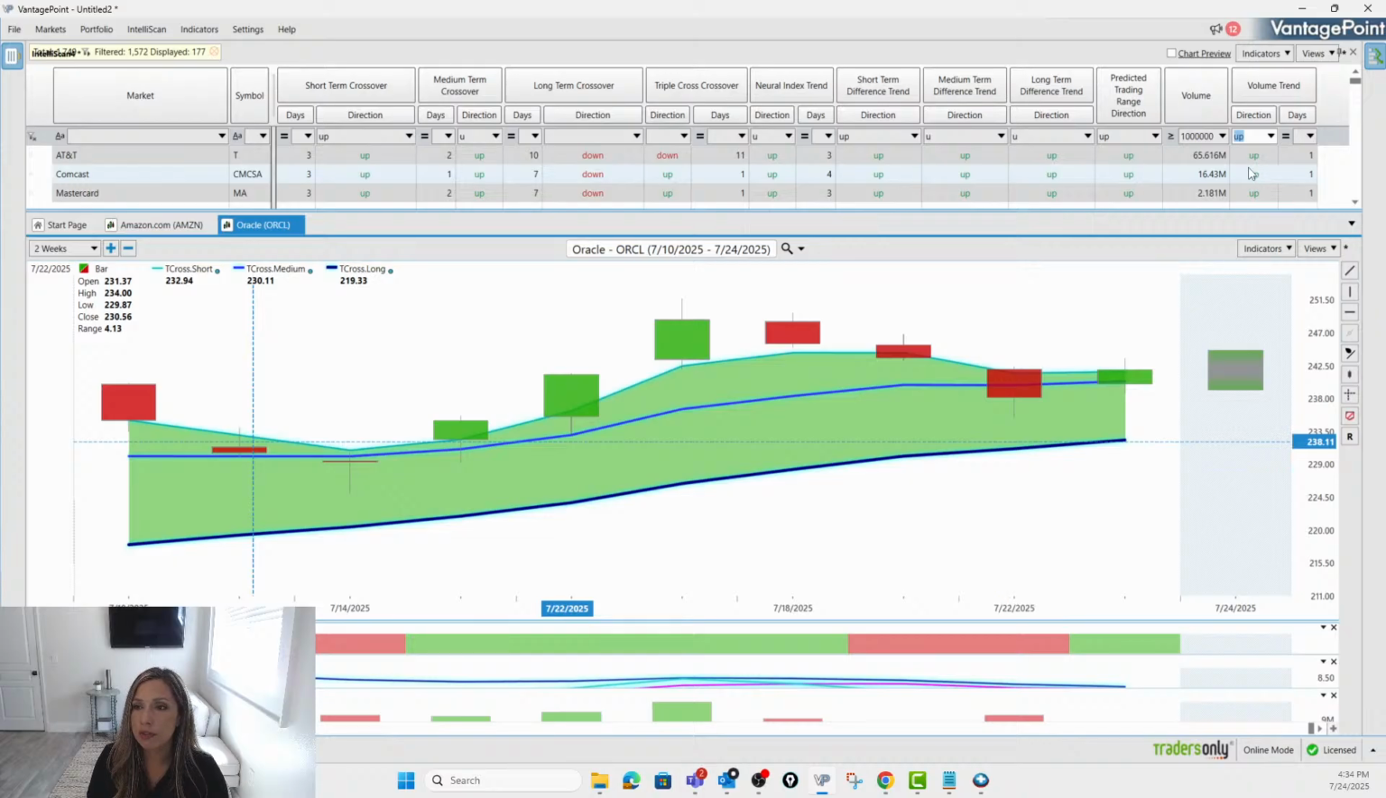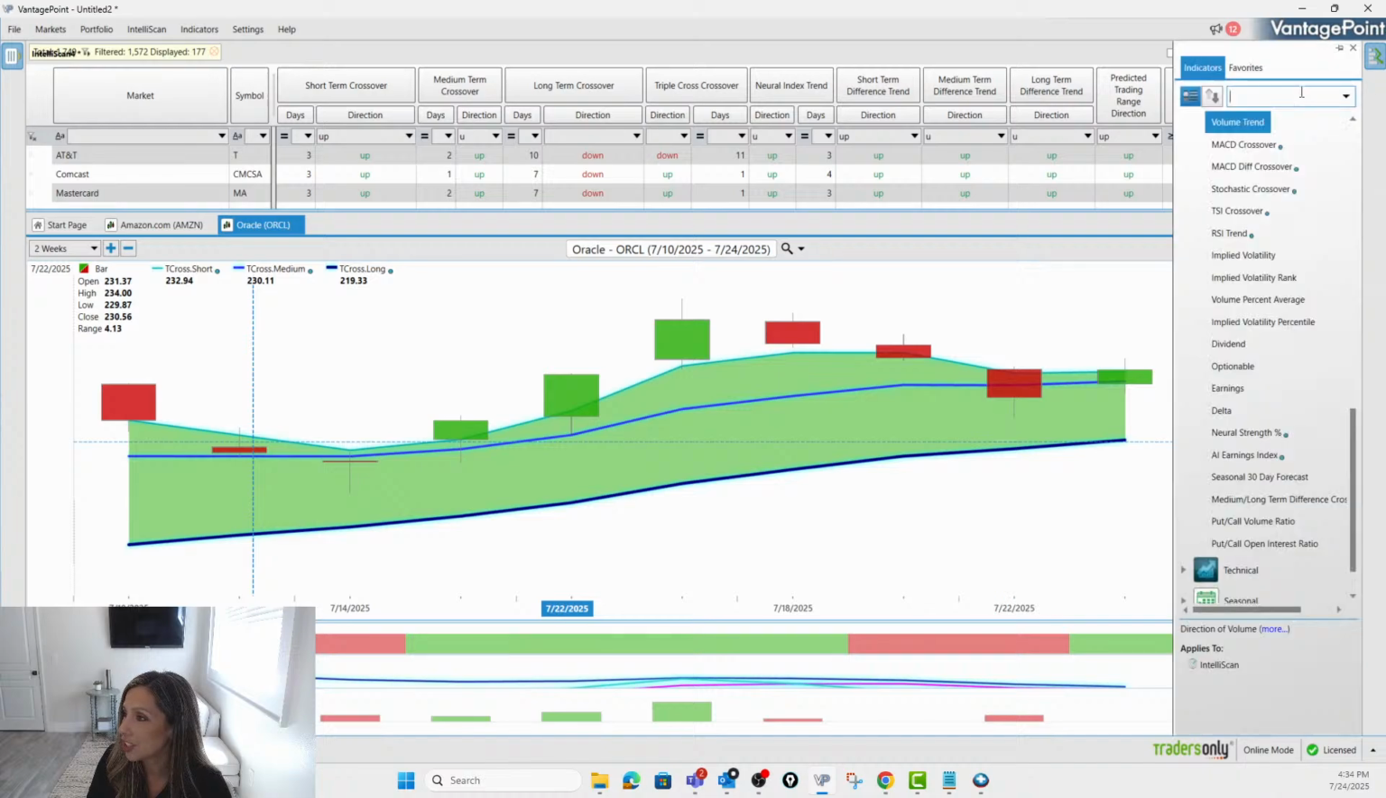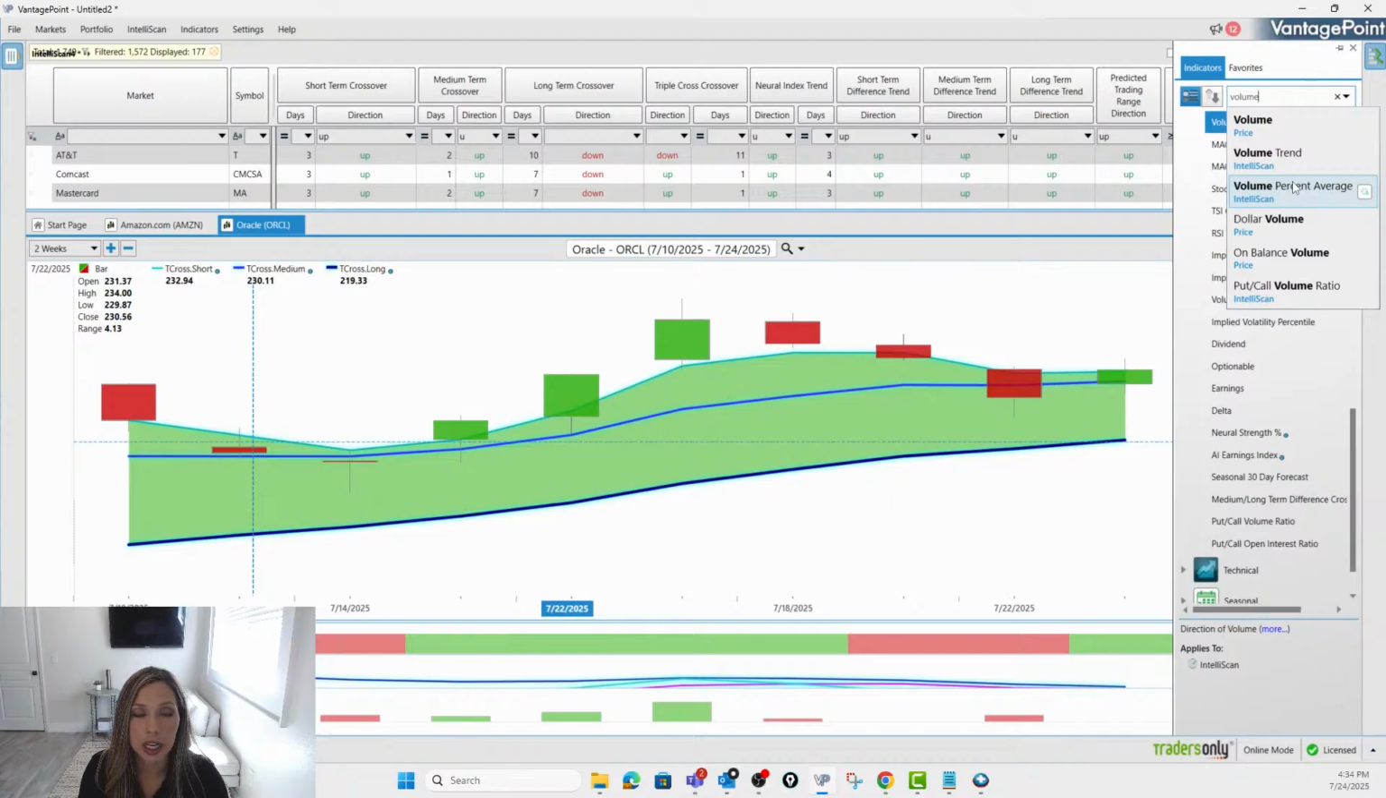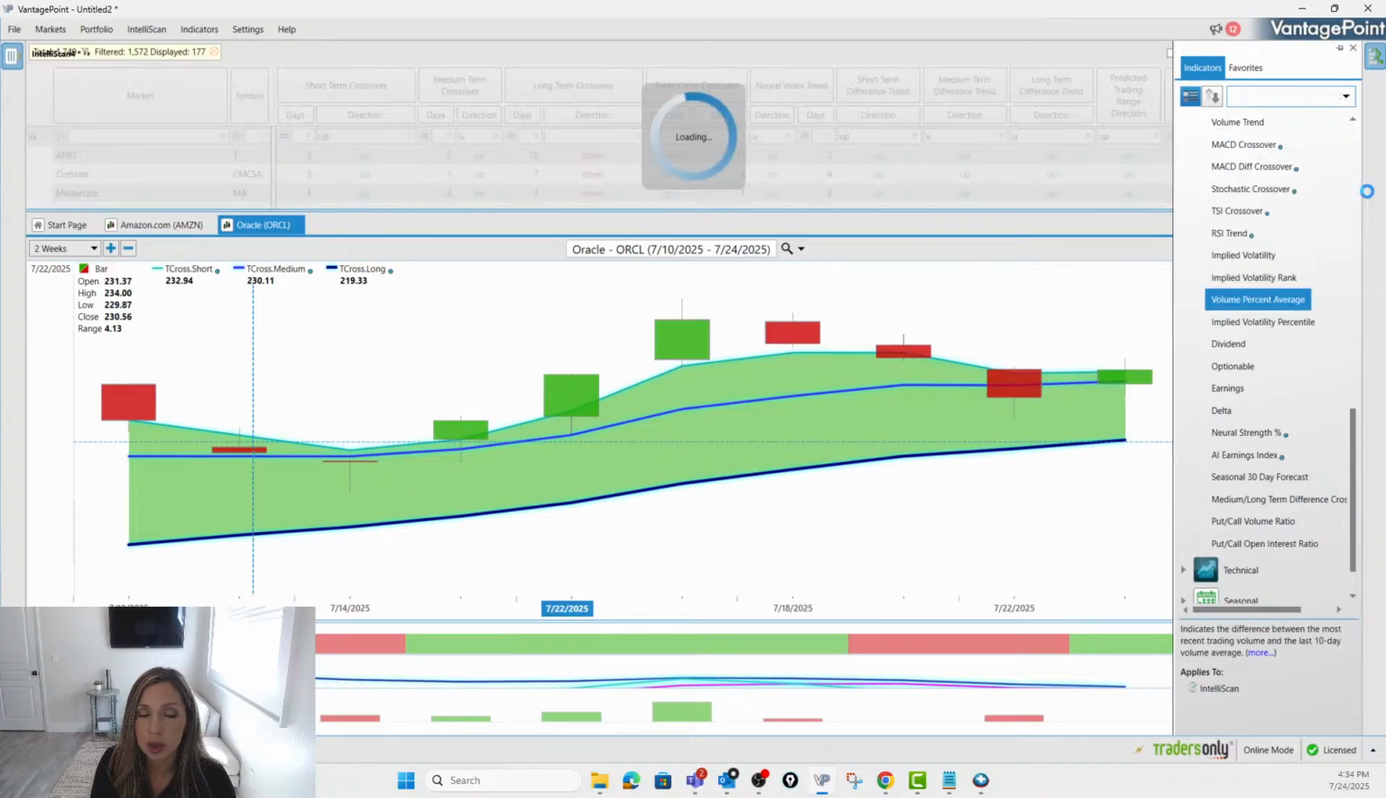So now we've actually filtered out about 100 different assets. Now we're down to 177 using that volume trend as well. Now we could additionally add another volume indicator here, which is the volume percent average. So this is essentially taking the volume as a percentage and averaging it out. So what that means to you is, is this asset trading at a higher volume than usual? Is the volume above the average? And so what we're going to do is take volume percent average and add that into the IntelliScan.